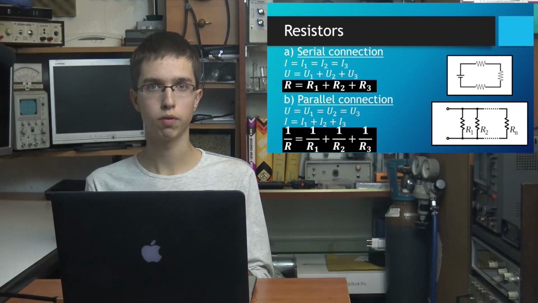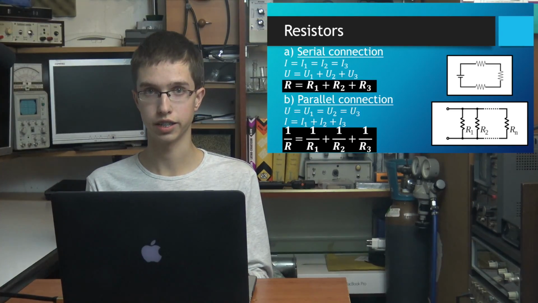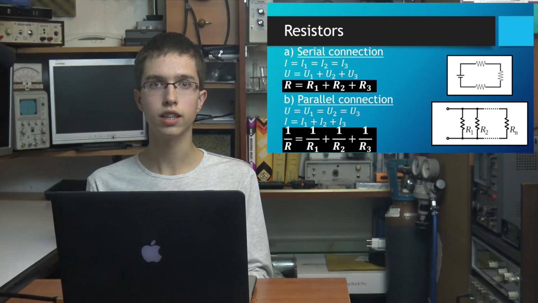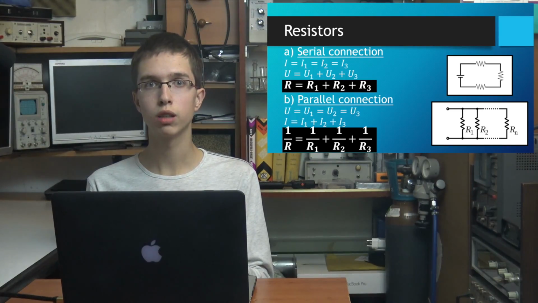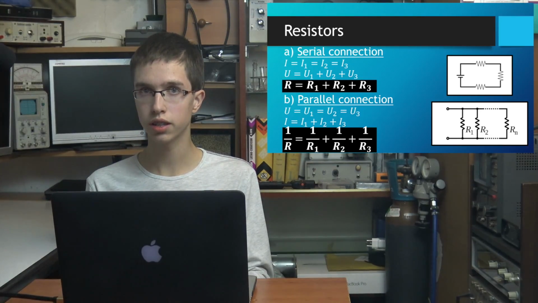So the first type of connecting resistors is in series. In this one, resistors are connected to each other, so we can say in a row. In this case, current is the same in all parts of the circuit. So I is equal to I1, is I2, is I3, but voltage is divided over resistors in voltage drops. The bigger the resistance of a resistor is, the bigger will be the voltage drop on it.